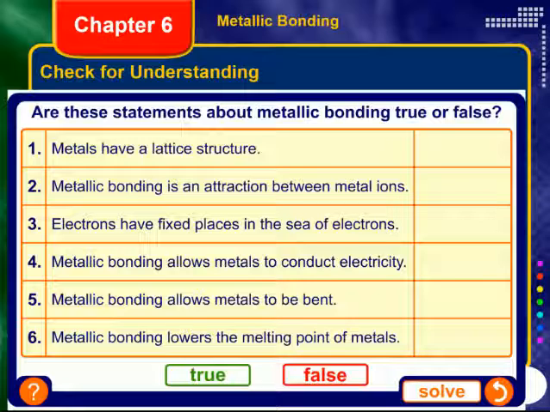Number 4, metallic bonding allows metals to conduct electricity. True. Number 5, metallic bonding allows metals to be bent. True. Number 6, metallic bonding lowers the melting point of metals. That is false.